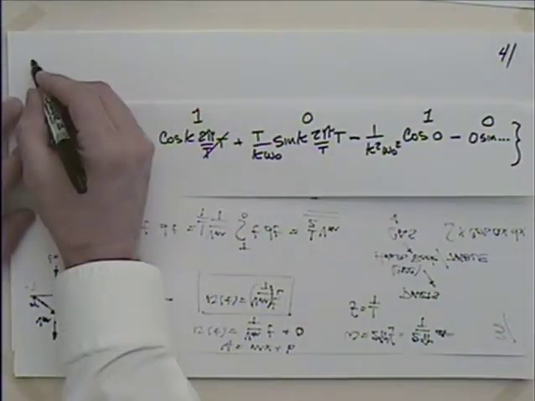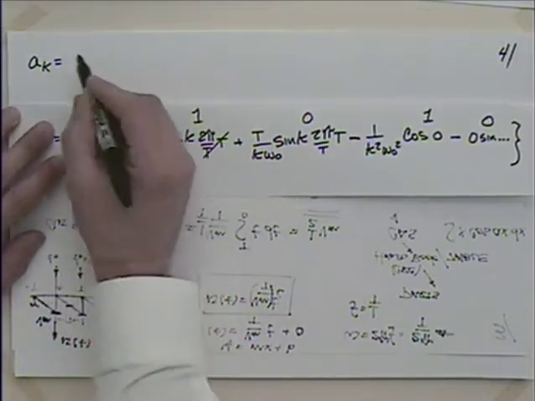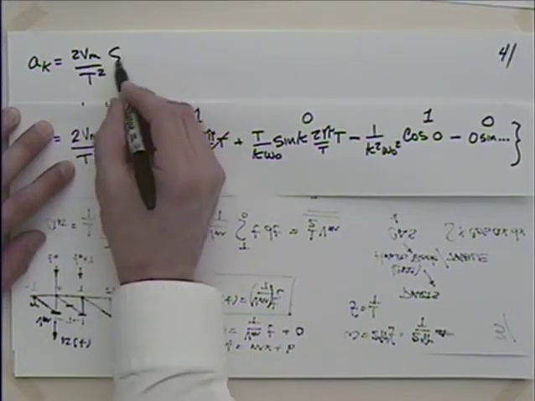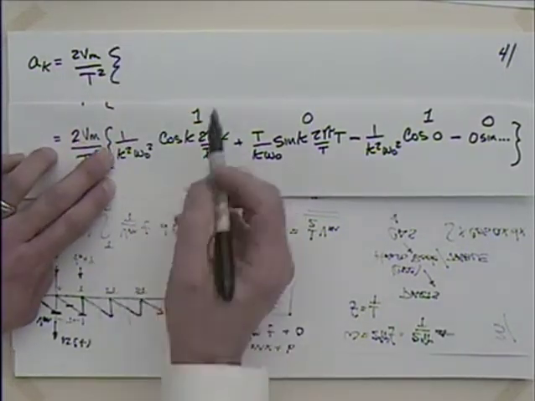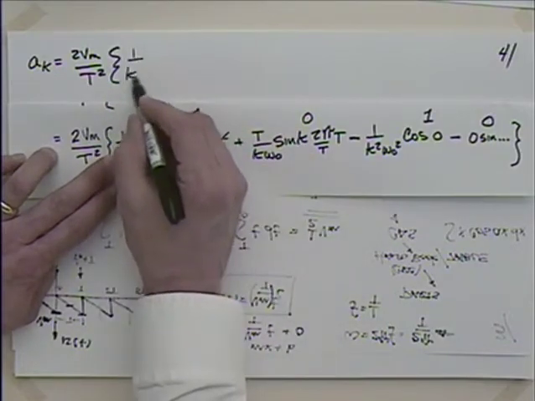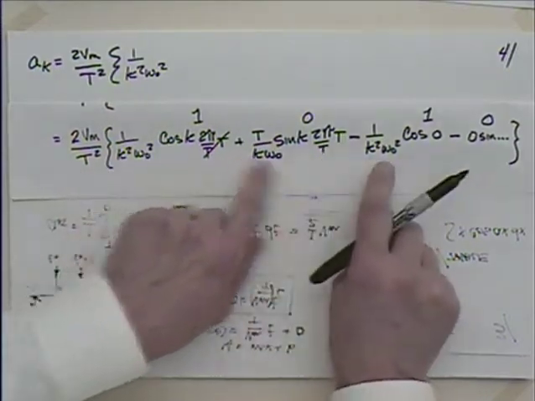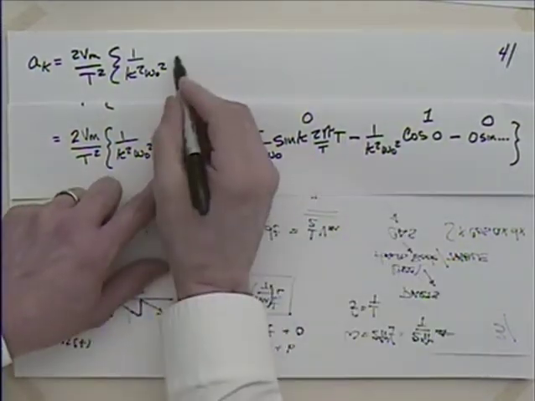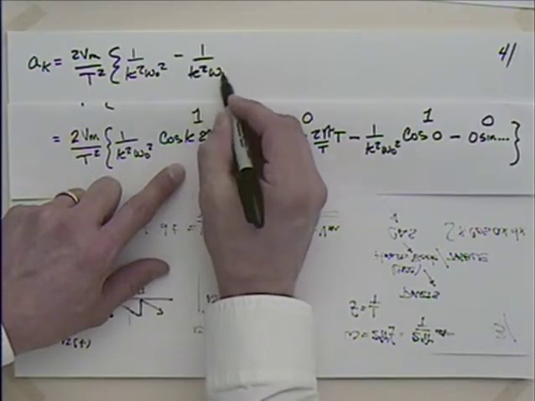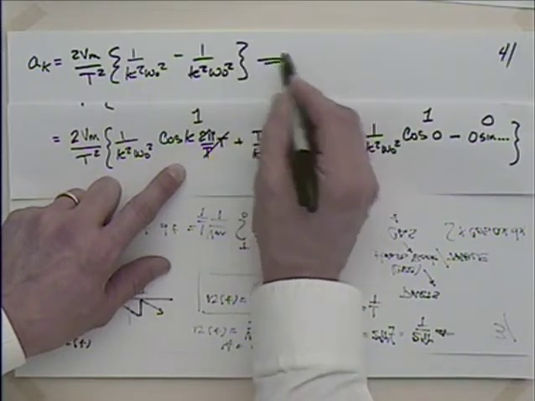So I've got then that a sub k is equal to 2 Vm divided by T squared times 1 over k squared omega naught squared. Then that's 0. And then I'm subtracting minus 1 over k squared omega naught squared. So what do we have then?